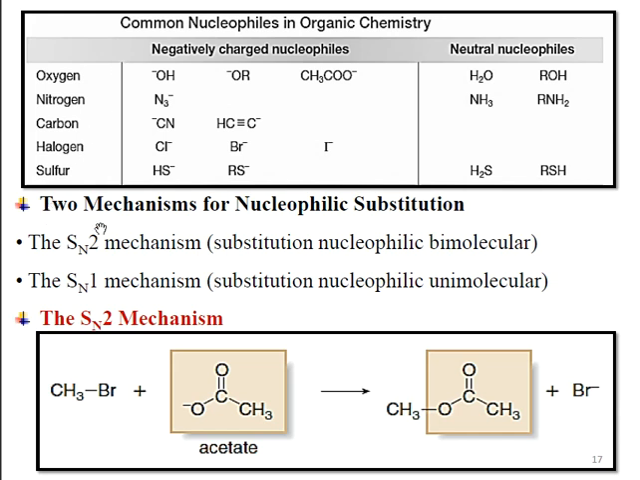I will stop here with the mechanism of nucleophilic substitution. The substitution will happen through a pathway, which may be SN1 or SN2. I will stop here, and inshallah we will take the next lecture.